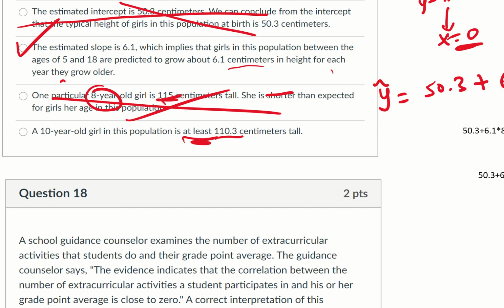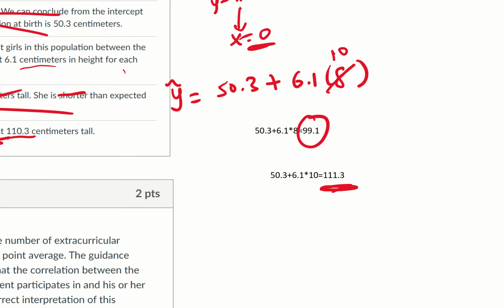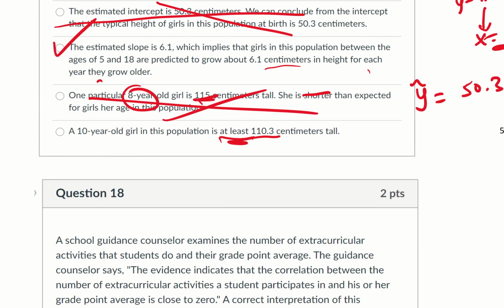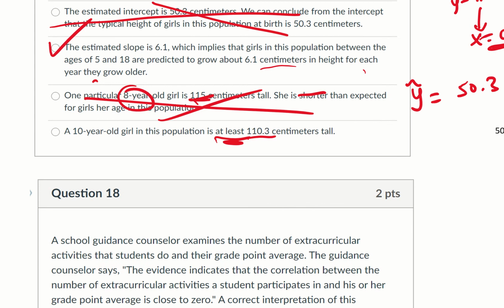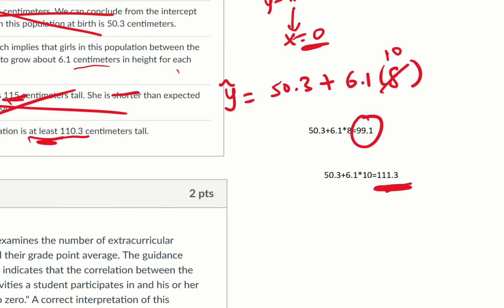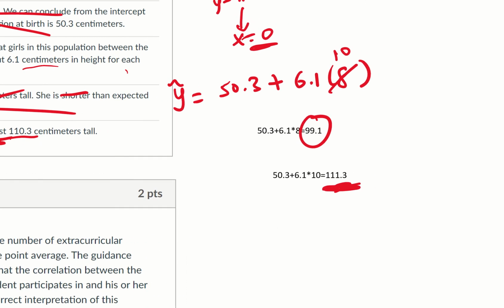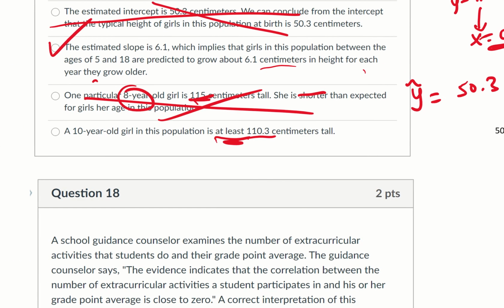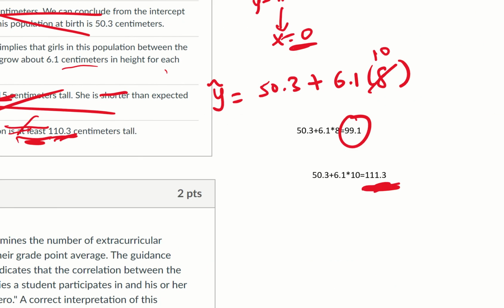So remember, this is saying that a 10-year-old girl is at least 110.3. This is just a prediction. It's not saying that they're going to be that height, right? So there's a lot of things wrong with this statement. It's saying that they are at least 110.3. That's not necessarily true. They can be less than this prediction. They can be greater than this prediction or less than this prediction, right? So that statement is wrong right there. And it's not even 110.3.